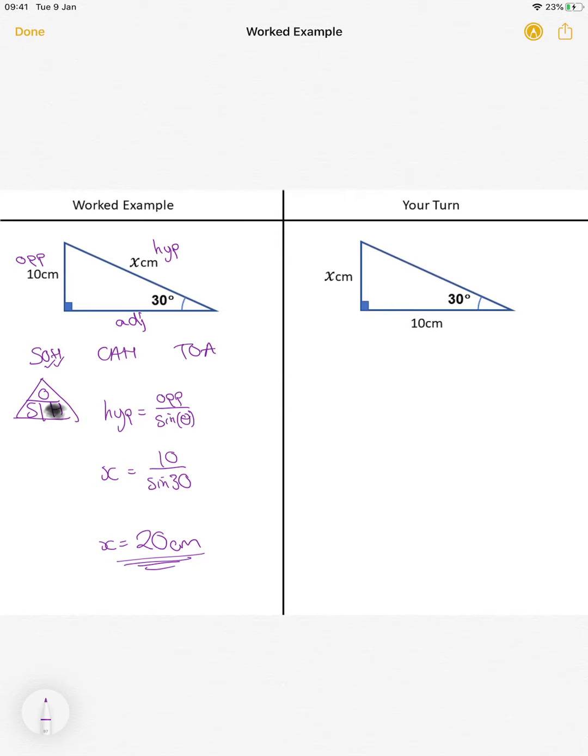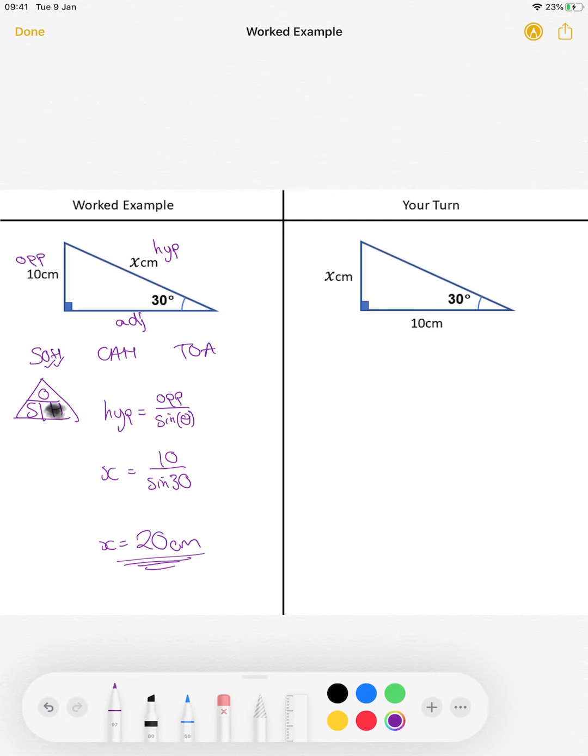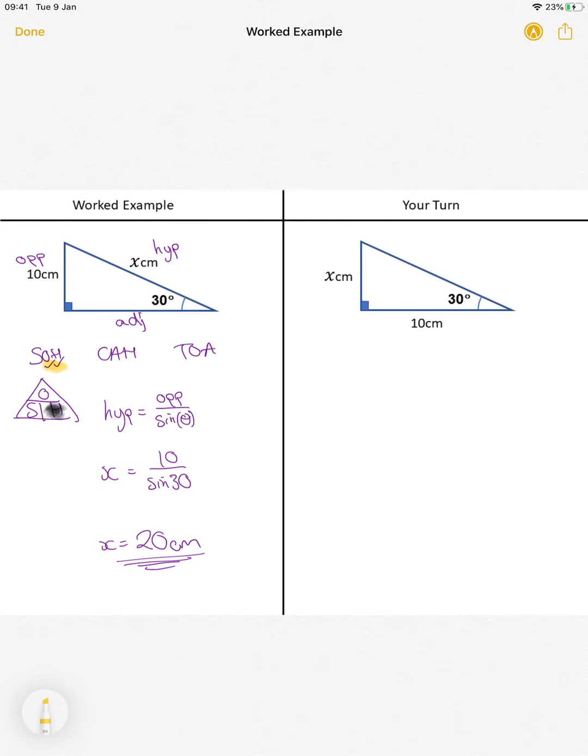Labelled it, wrote out SOHCAHTOA. I knew I had to use the SOH part because I was given the opposite and I wanted to find the hypotenuse. That's why I ticked these here and here, because I've got the opposite and I want to find the hypotenuse. So then I did my SOH triangle. Remember, O is in the middle, so SOH. And then from that, I covered up H. Why did I cover up H? Because I need to find it.